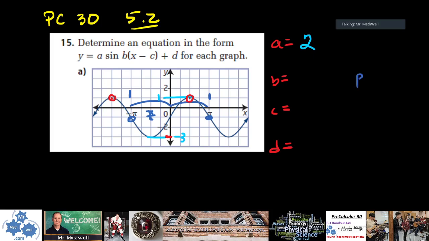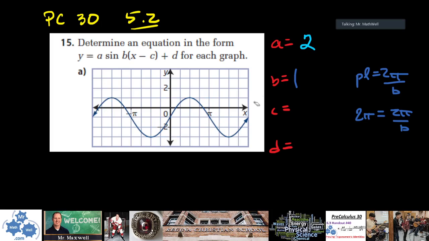So if we know the period length is 2 pi, we know that to calculate b, 2 pi equals 2 pi over b. Well, b is just 1. That is the given period length for a regular sine graph, and it appears to be the same length as a regular sine graph, okay? It might be obvious to you, might not be, but you want to calculate what this width is in total. Okay, so let's keep moving on here now.